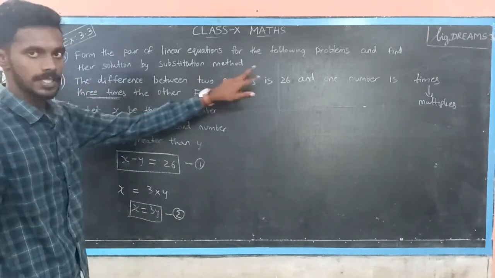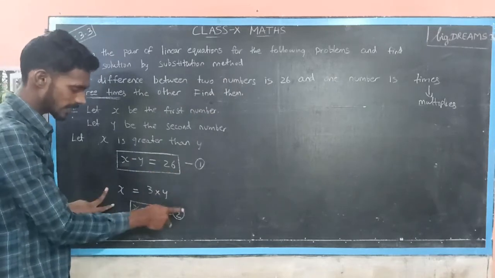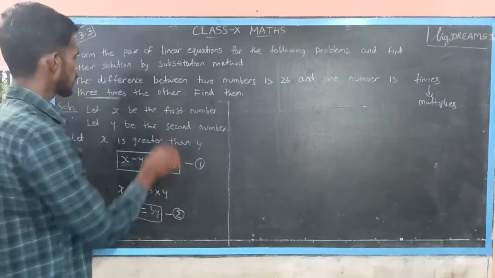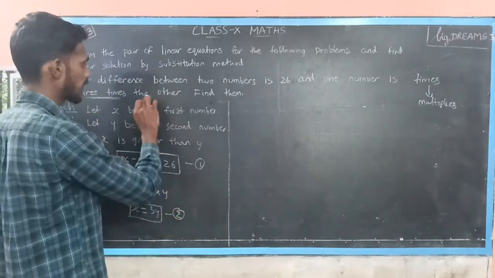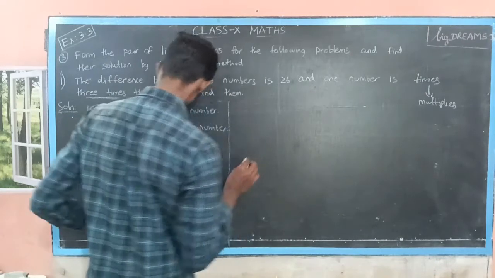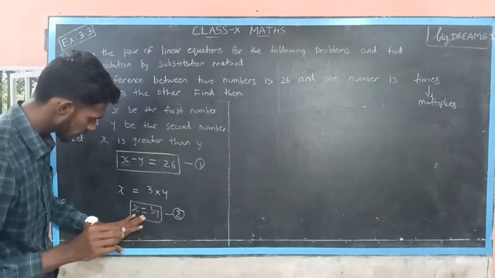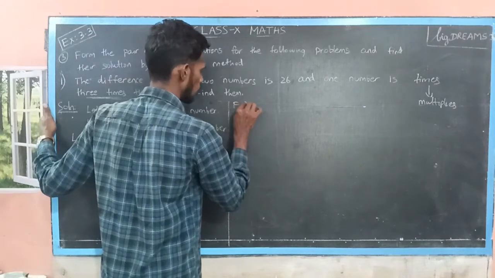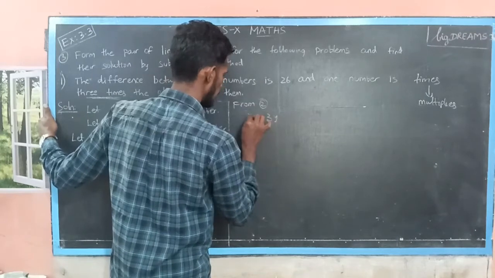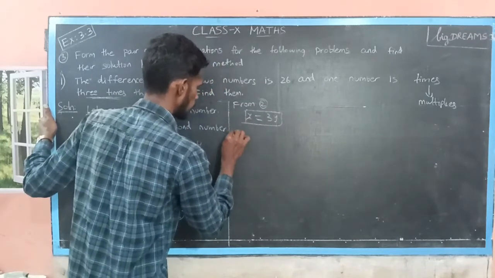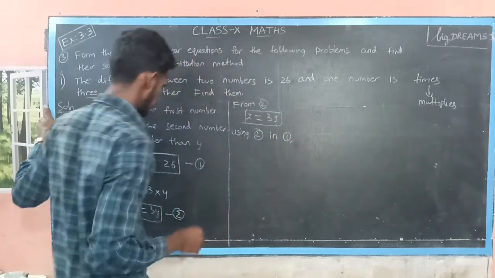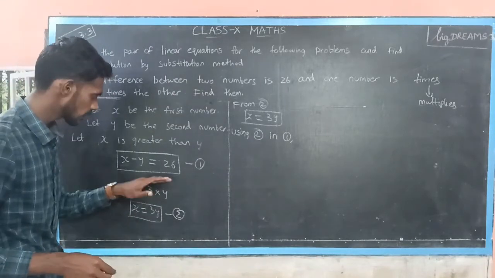With the given two conditions, we have framed two linear equations in two variables. Now, we are going to solve these two equations by using the substitution method. Then we are going to find the two numbers. See here, it is the second equation, x is equal to 3y. Thus, from 2 we have found the expression for x, which is x is equal to 3y. Now, using number 2 in 1, substituting the condition 2 in condition 1.